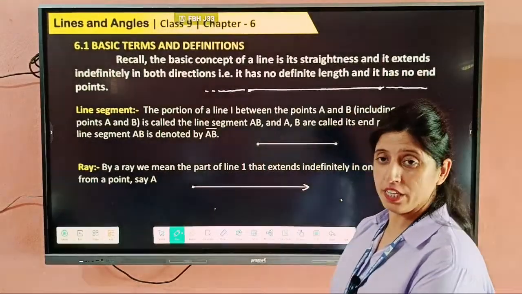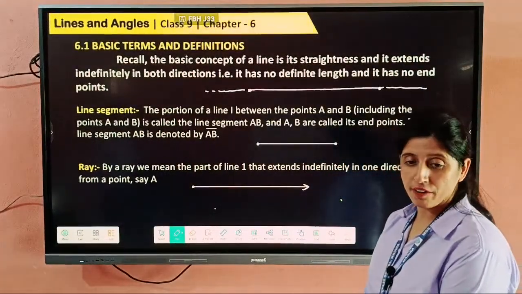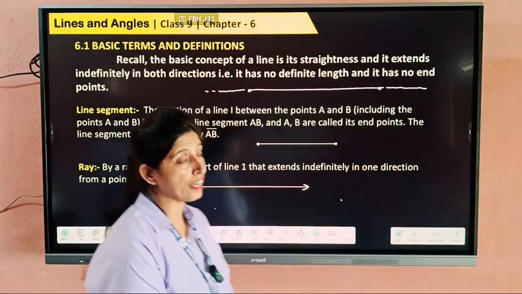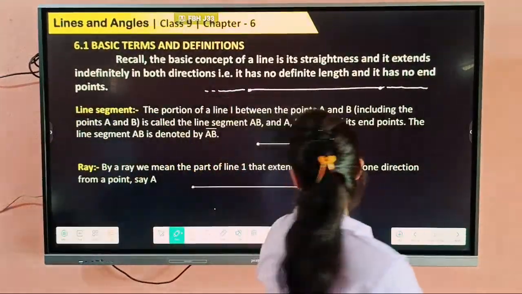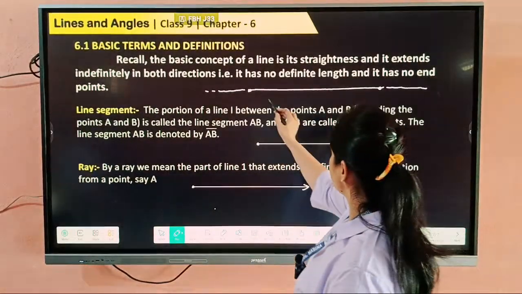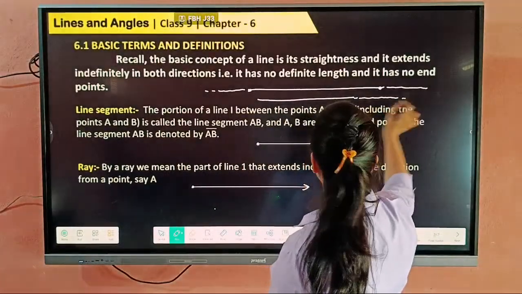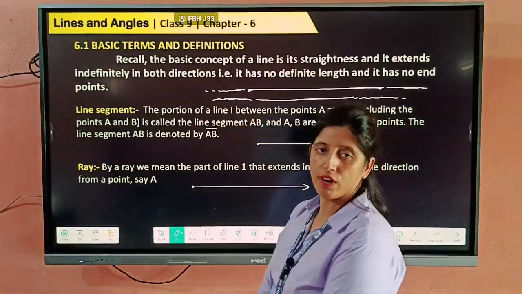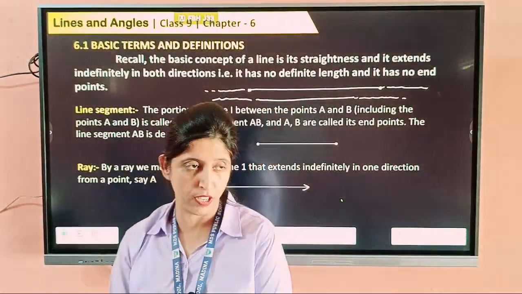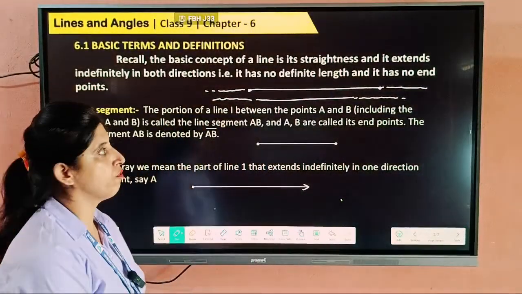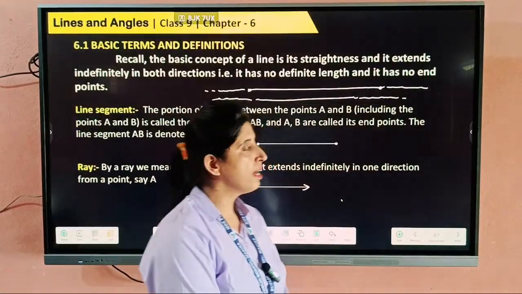First we come to know what is a line. You all know that, because we have done it many times. A line has no definite length, and it has no endpoints. This is a line. We can extend it from both sides. That is called a line because it has no definite length. We can't define the length of a line, and no endpoint is there. So that is called the line.